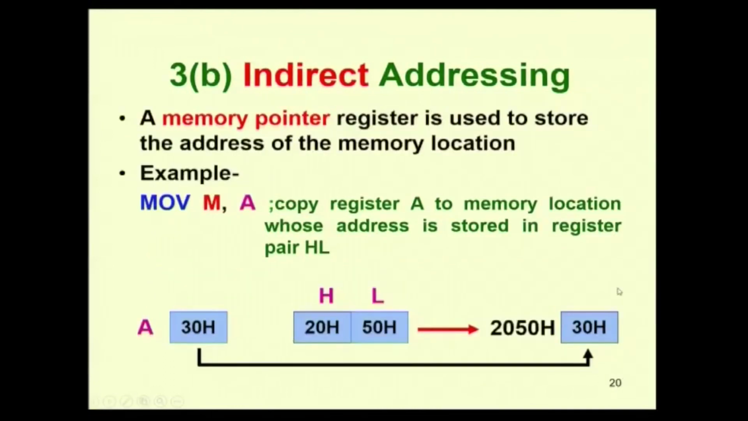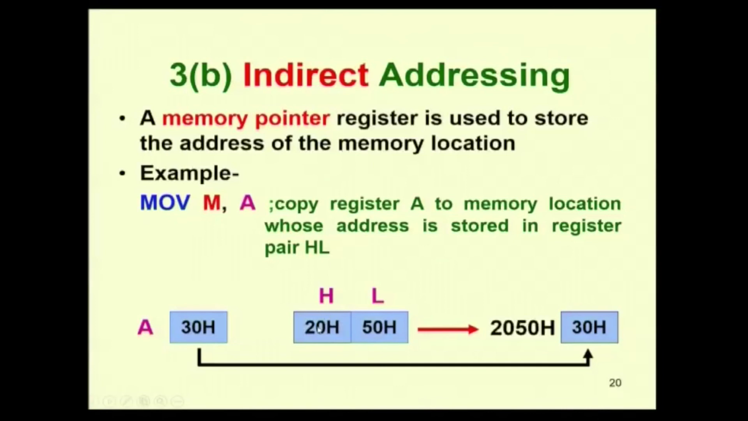Then another is indirect addressing. In indirect addressing, we preload the address of the memory location in a register. Since the address requires 16 bits, you require a pair of registers. In this case the H and L registers are used. The address where you want to load your data, or take the data from, has to be preloaded in the register pair.